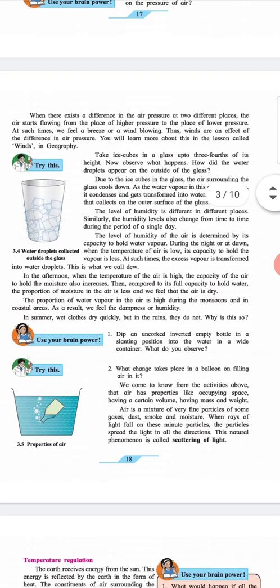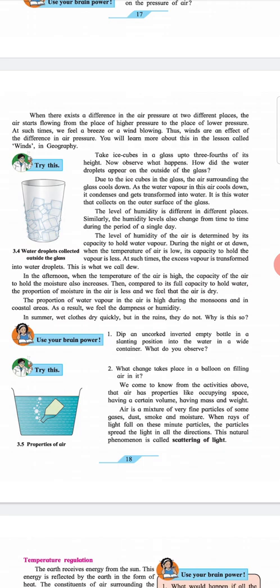When there exists a difference in the air pressure at two different places, the air starts flowing from the place of higher pressure to the place of lower pressure. At such times, we feel a breeze or a wind blowing. Thus, winds are an effect of difference in air pressure. You will learn about this in the lesson called winds in geography.